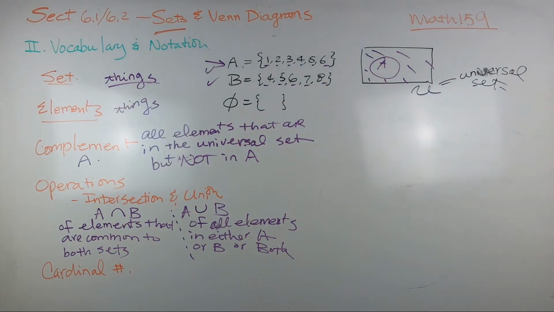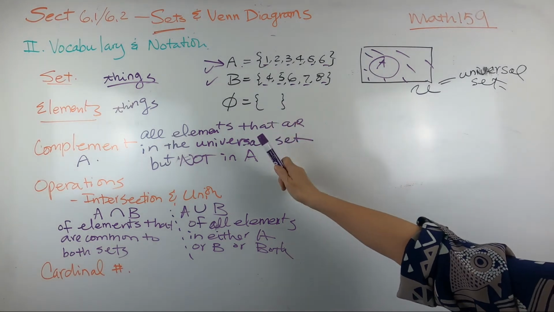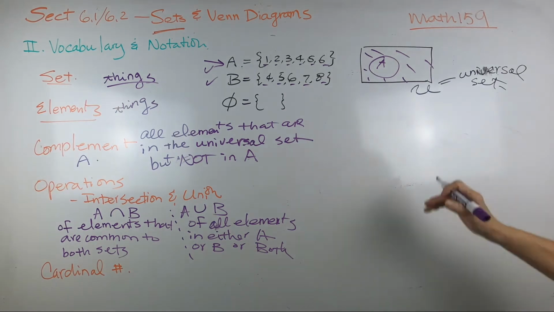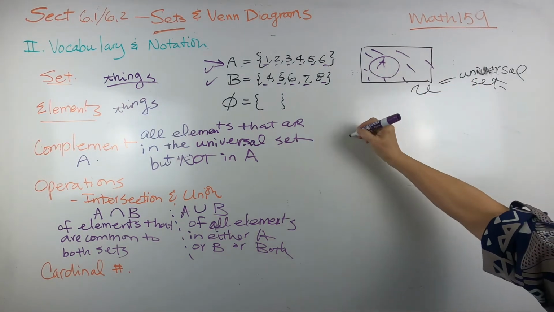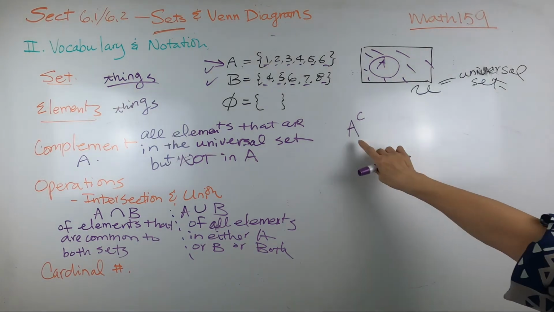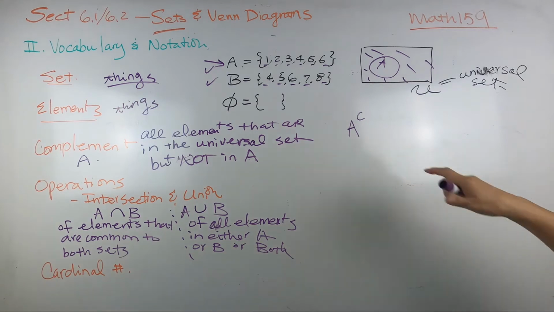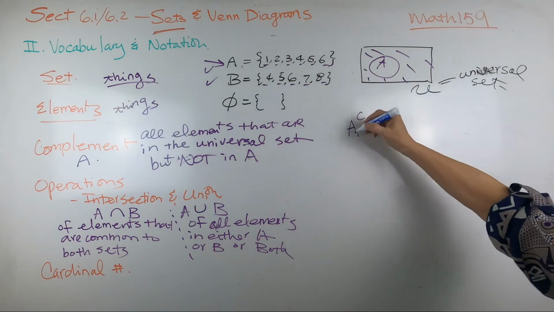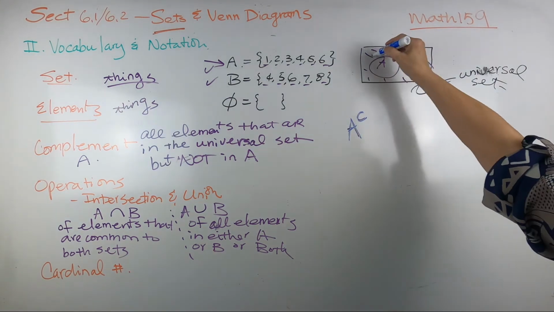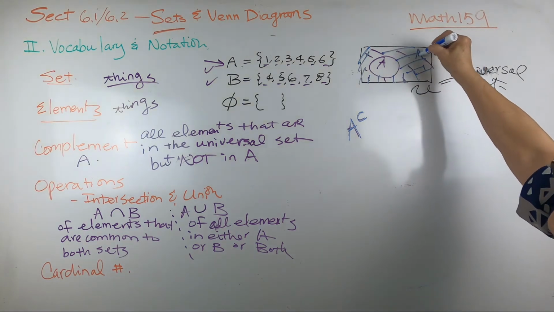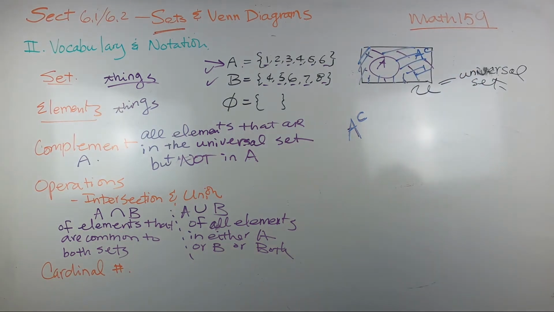So let's see what kind of symbols and notations we will use for complement. The complement of A will be what? Outside. Then we use this symbol: a little superscript C means complement of A. So where is the complement of A in this case? If A is here, A complement will be this portion, right?